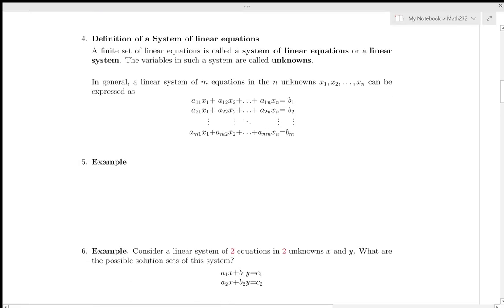Now what we're going to do is define a system of linear equations. This is not at all difficult. We just take a finite set of linear equations. That's what we call a system. We'll sometimes call it a system of linear equations, or sometimes we'll just call it a linear system. The variables are still called the unknowns.